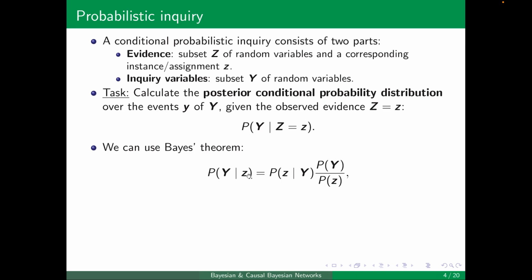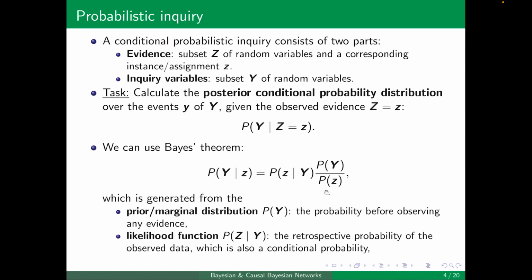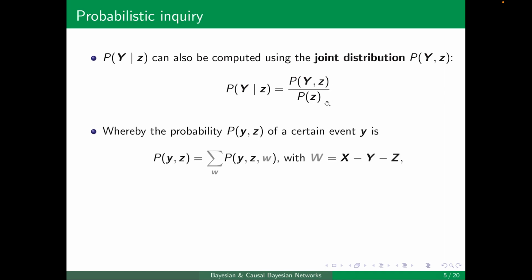We can, of course, use the Bayes theorem and write it in this way, where we have the prior marginal distribution, P of Y, the probability before observing the evidence Z, the likelihood function, P of Z conditional on Y, which is the probability of observed data, and the normalizing factor, P of Z. Another way to compute this is using the joint distribution P of Y and Z. We can just write it by definition. Conditional probability is written in this way.